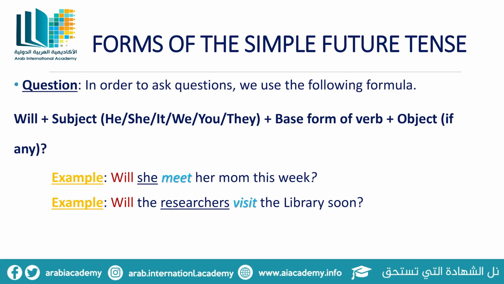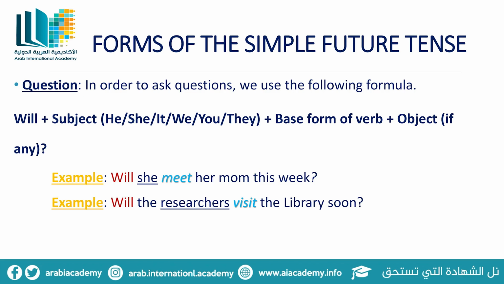In order to ask a question, we use the following formula. We start the question with will, then any of these subjects, whether it's he, she, it, we, you, or they, plus the base form of the verb plus the object, if any. For example, will she meet her mom this week? We started the question with will, then the subject, which is she, then the base form of the verb, which is meet, and then the rest of the sentence.